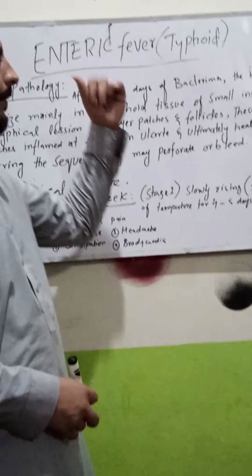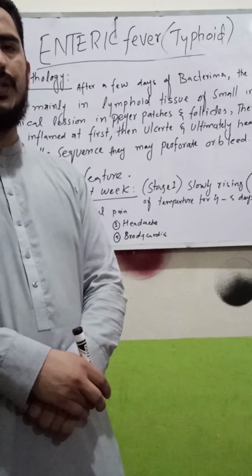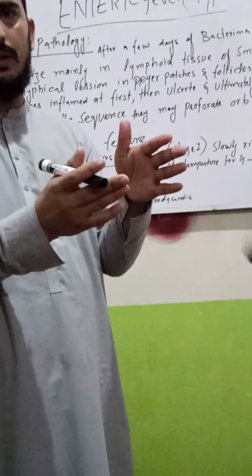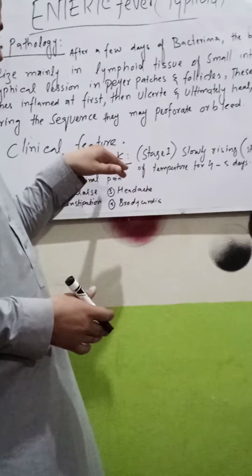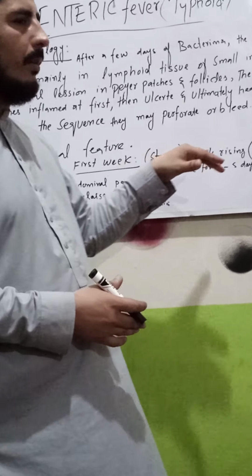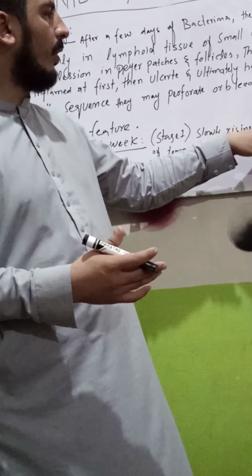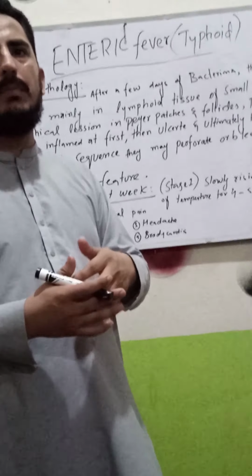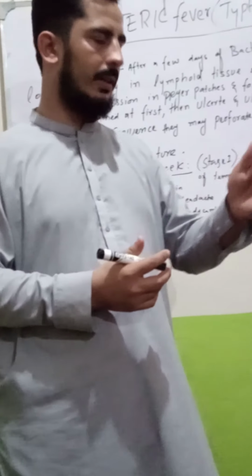After the pathology of enteric fever, we discuss the clinical features. What are the clinical features of enteric fever? We divide the clinical features into a few weeks. What happens in the first week and the second week and so on. First week, stage 1. Stage 1 is slowly rising temperature for 4 to 5 days. It is also called step ladder fever. It means the temperature may be high in the night and maybe less in the daytime.